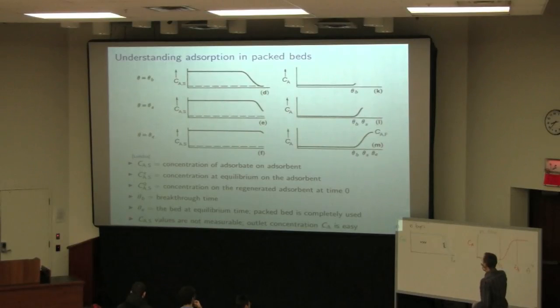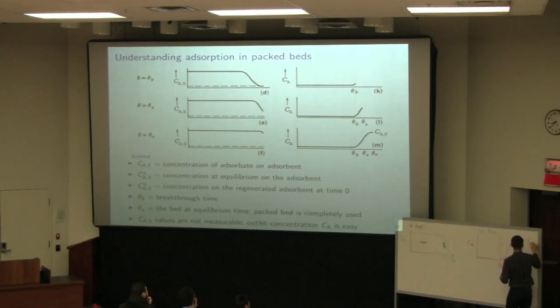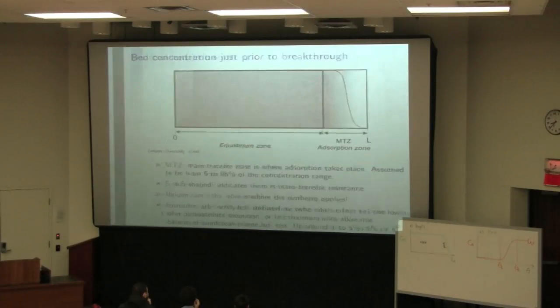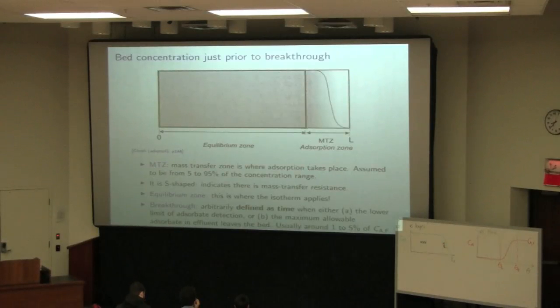So coming out at the end is essentially my outlet concentration. C_AF is the same as my inlet concentration that I put in at the feed side of the packed bed. So there's no more capacity for that adsorbent to take up solvent. Then you can also visualize that mass transfer zone in this way.